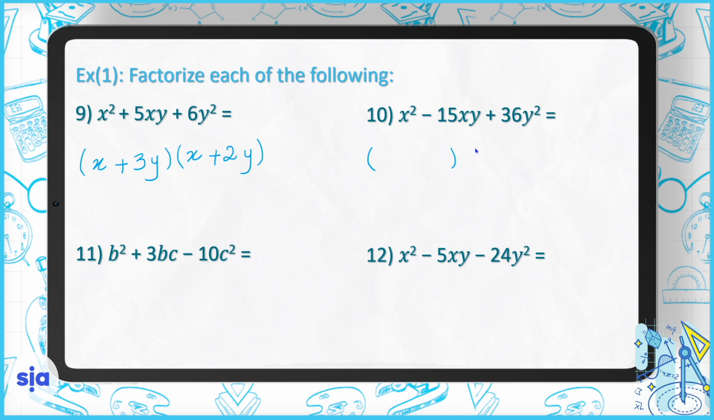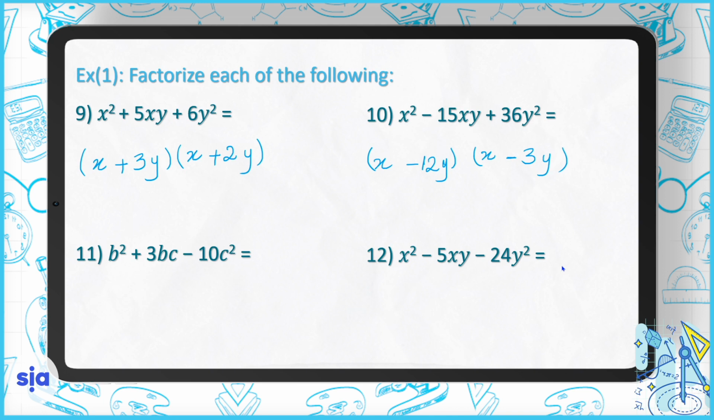It's x and x, minus and minus. And then two numbers multiplied by each other is 36, and their sum is 15. Yes, excellent. They are the 12 and the 3. So here it's 12y and 3y.